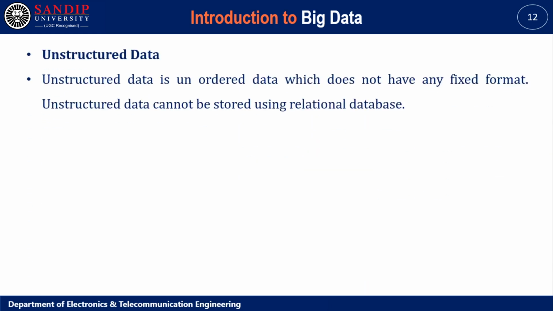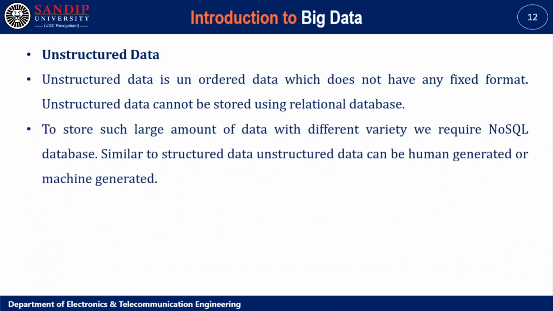Unstructured data. Unstructured data is unordered data which does not have any fixed format. Unstructured data cannot be stored using relational database. To store such large amount of data with different variety, we require NoSQL database. Similar to structured data, unstructured data can be human generated or machine generated.